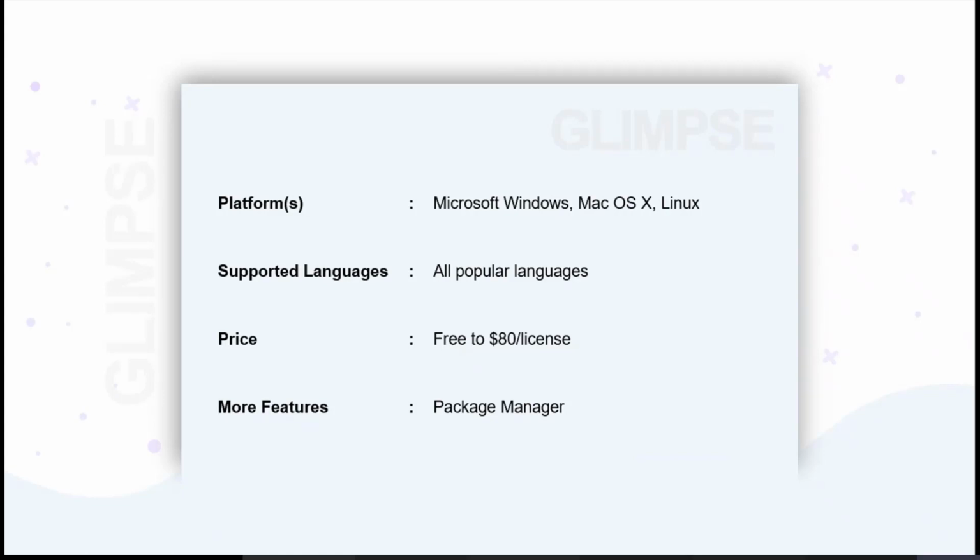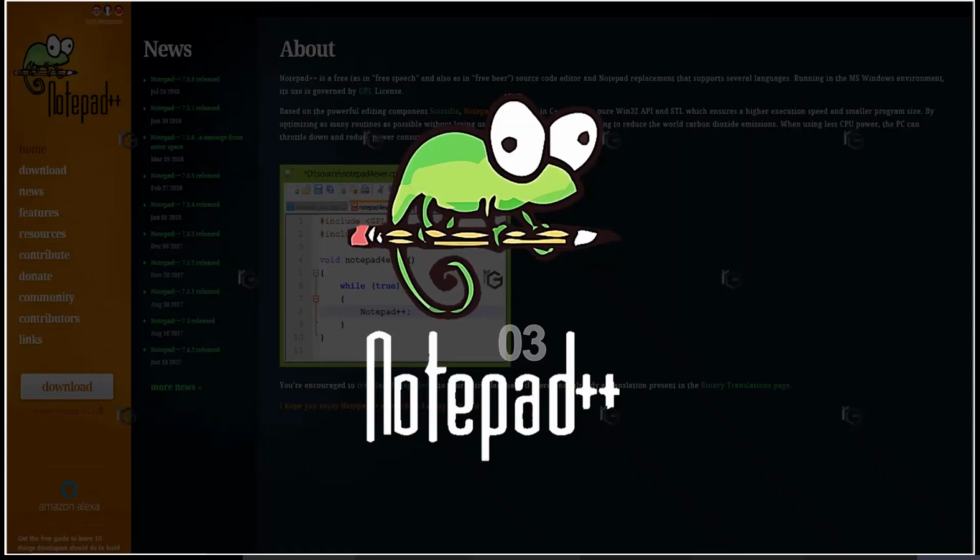The platforms are Microsoft Windows, Mac, and Linux. All languages are supported by Sublime Text. Price is free to $80 per license for the users. And then, more features: it provides you with the package manager for managing packages in GUI mode.